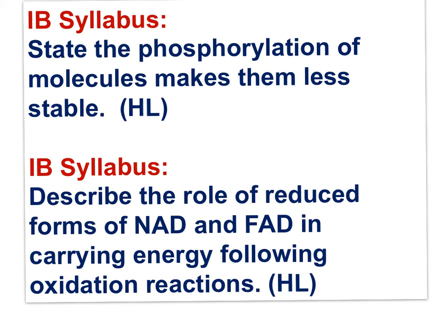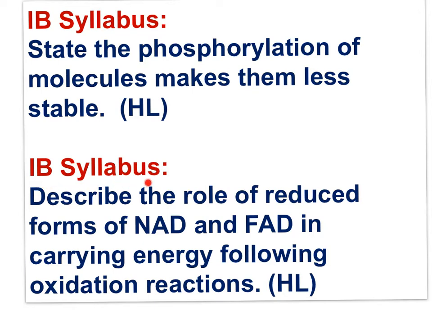The next syllabus statement is: state that the phosphorylation of molecules makes them less stable. When glucose was phosphorylated to fructose 1,6-bisphosphate, the molecule was less stable and more readily entered the lysis step, where it was broken down into 2 3-carbon molecules.